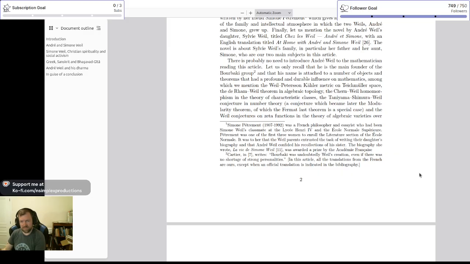Cartier, in number 7, writes, Bourbaki was undoubtedly Weil's creation, even if there was no shortage of strong personalities. In this article, all the translations from the French are ours except when the official translation is indicated in the bibliography.